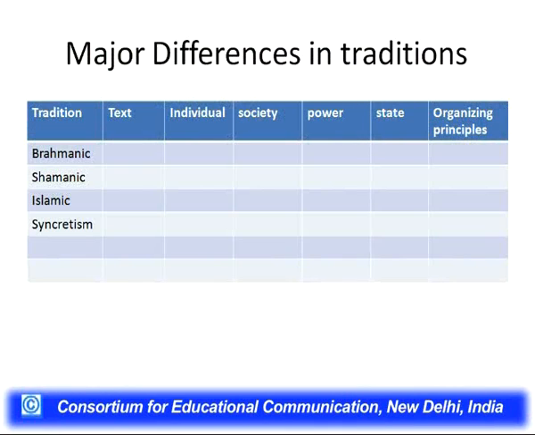What we can do is we can prepare a chart. On the left side column, we can keep these traditions, and on the right side we can keep major issues like the individual, society, power, state, and organizing principles. And then we can see how they are different. I have not filled up the chart at the moment, but I am just giving an idea of how we can study them in comparison and how we can see the intertextuality of them as they have tried to engage in dialogue and learn from each other. Instead of a clash of civilizations, we have seen in India a kind of dialogue and cooperation among various civilizations.